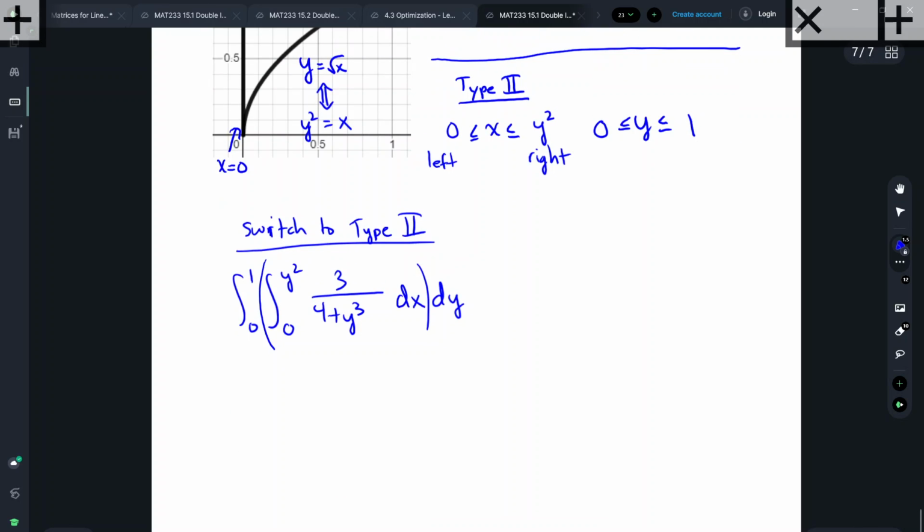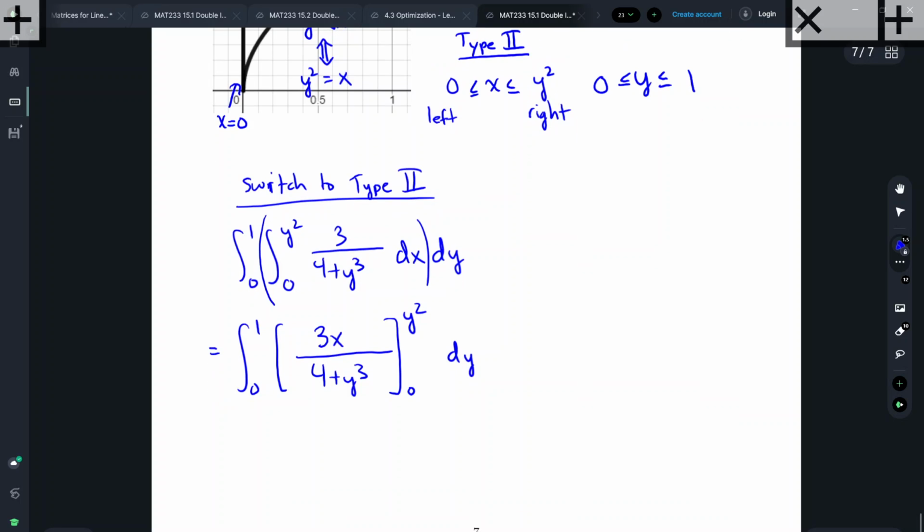Okay, so what is the antiderivative? Here we're integrating with respect to x. This doesn't contain any x at all, so it's just one big constant. And so the antiderivative of a constant is a constant times x. So you get 3x over 4 plus y cubed, evaluated from 0 to y squared. The outer integral still stays the same.